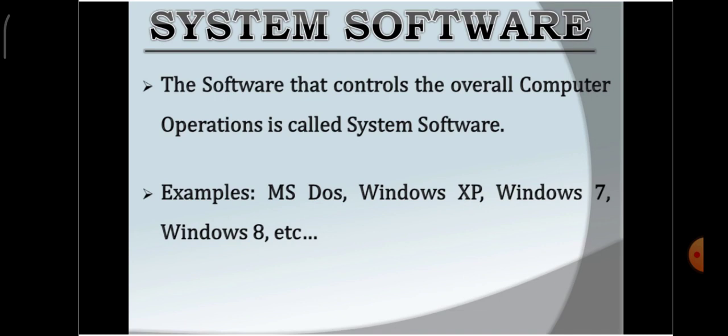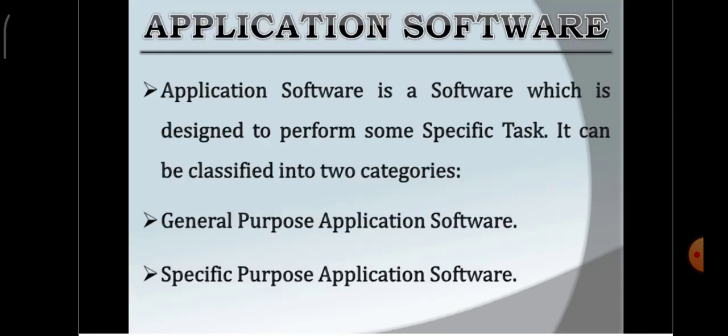Let us see the system software. The software that controls the overall computer operations is called the system software. Example: MS-DOS, Windows XP, Windows 7, Windows 8, etc.